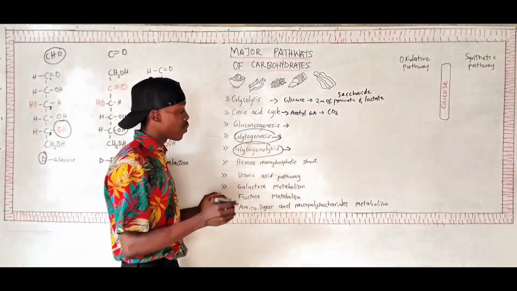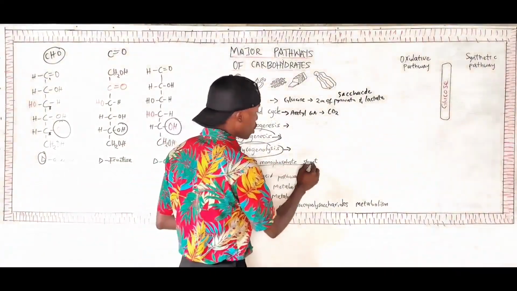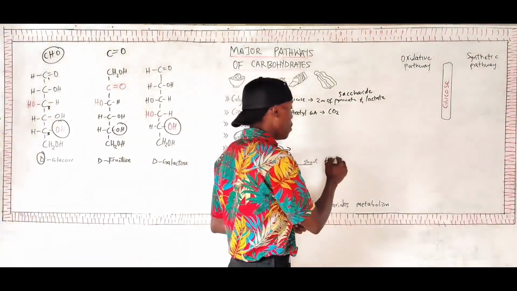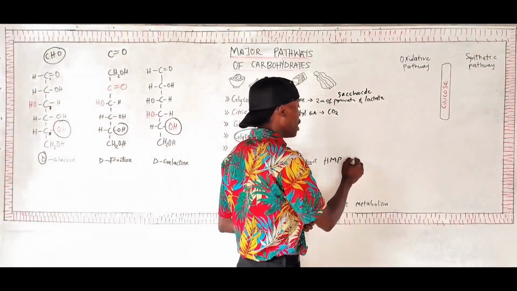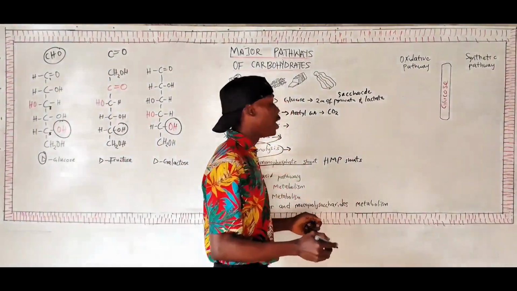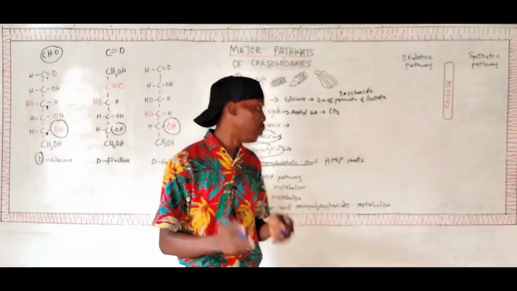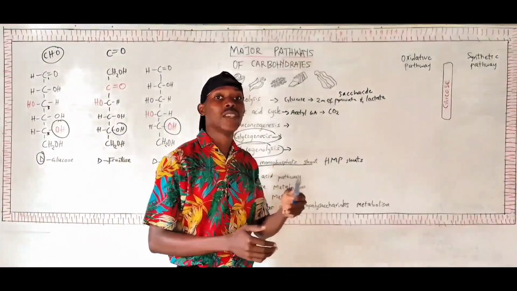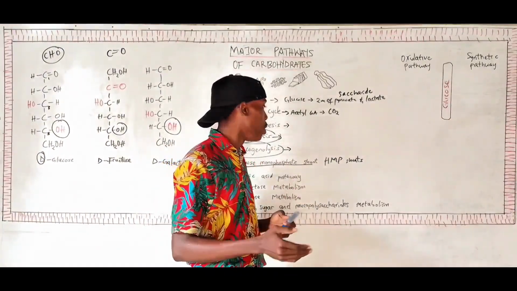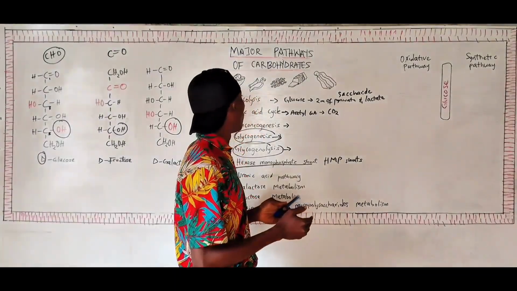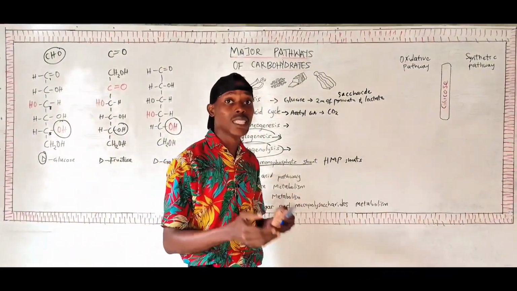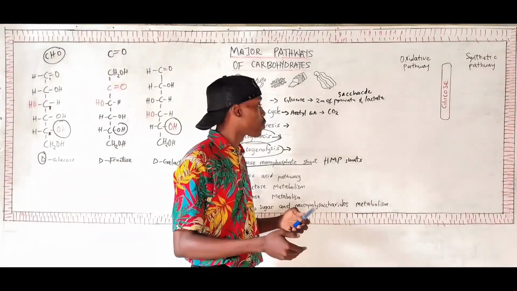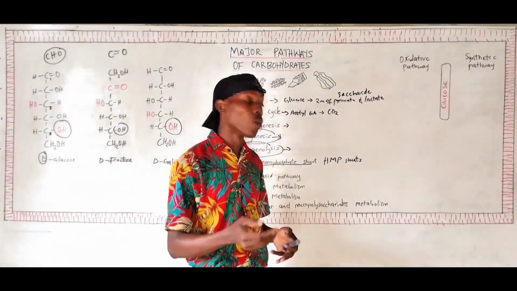So moving on to the next pathway, we have hexose monophosphate shunt, which is known by its acronym HMP shunt. It's also known as the pentose phosphate pathway, PPP. This particular pathway is an alternative oxidative pathway of glycolysis and the citric acid cycle. That is, it involves the conversion of glucose into carbon dioxide and water.